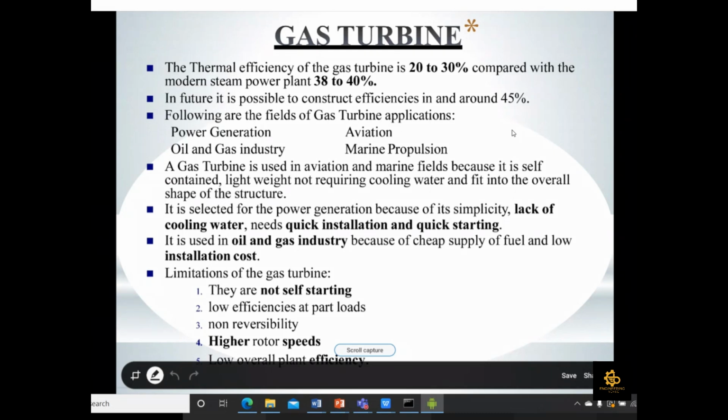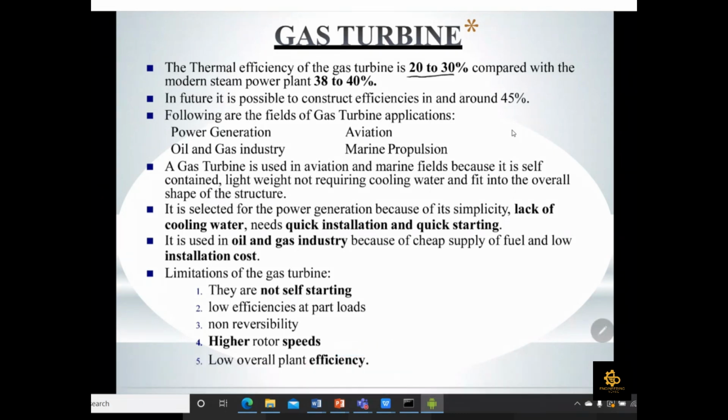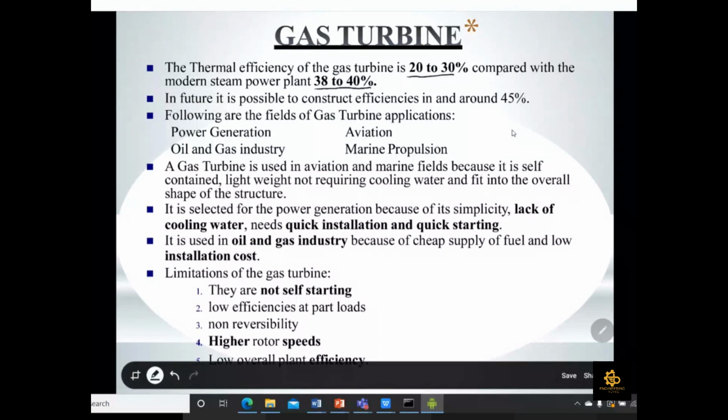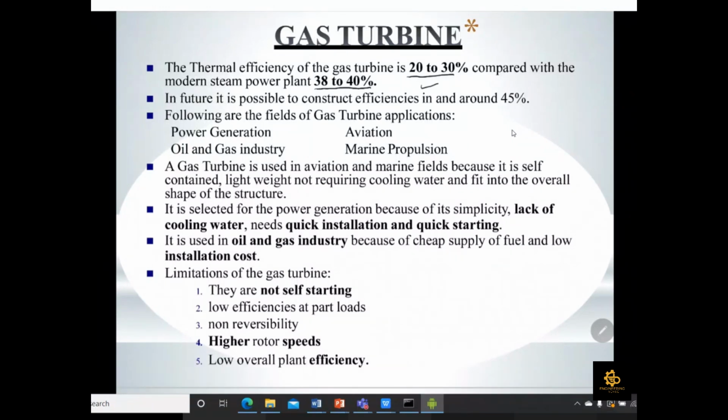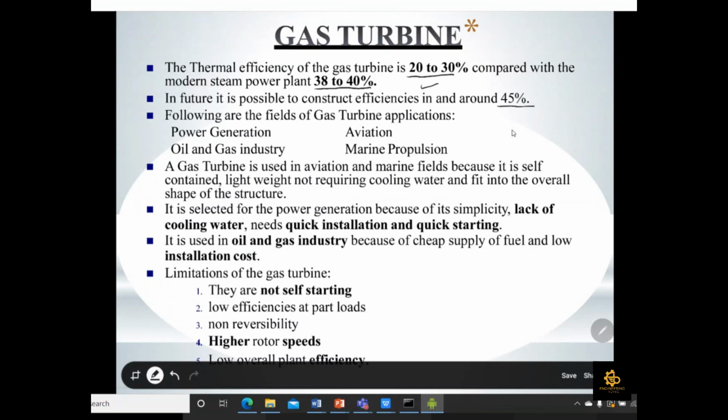Okay, so the thermal efficiency of the gas turbine is 20 to 30% compared with the modern steam power plant, which is 38 to 40%. So in future it is possible to construct turbines with an efficiency of around 45%. So this is our main objective, that we have to develop such types of turbines so that we can achieve maximum efficiency for the gas turbine as well.